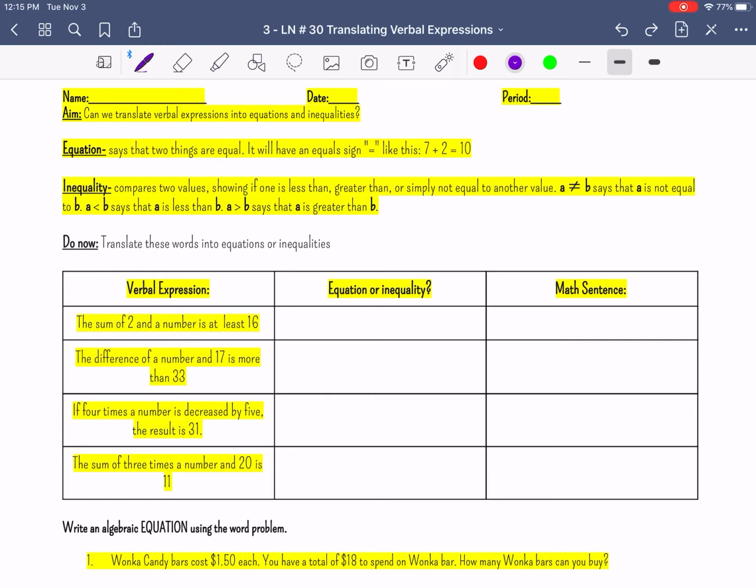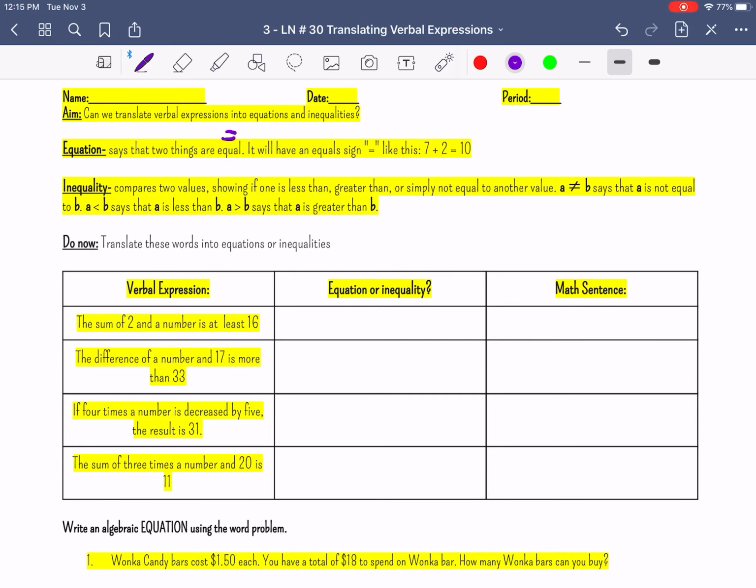So an equation says that two things are equal. So I like to think of the equation as equal. It will have an equal sign like this. 7 plus 2 equals 10. So that's an equation. Could be also 7 plus x equals 10. There could be variables in that equation.